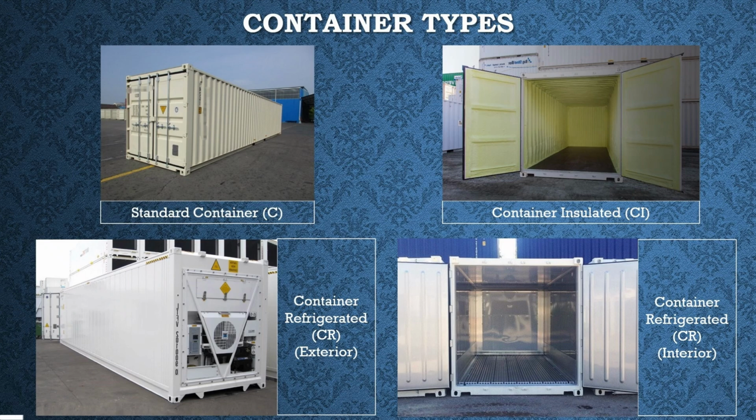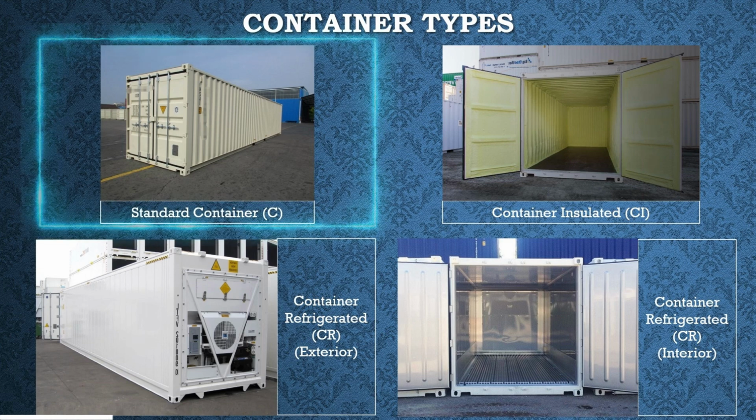So here I will give you a brief introduction or an explanation of each one of these container types. Let's start with the standard container or dry cargo. The standard containers are weatherproof metal boxes used to transport various goods across land and sea. Their purpose is to provide a secure, efficient, and cost-effective means of transporting cargo.